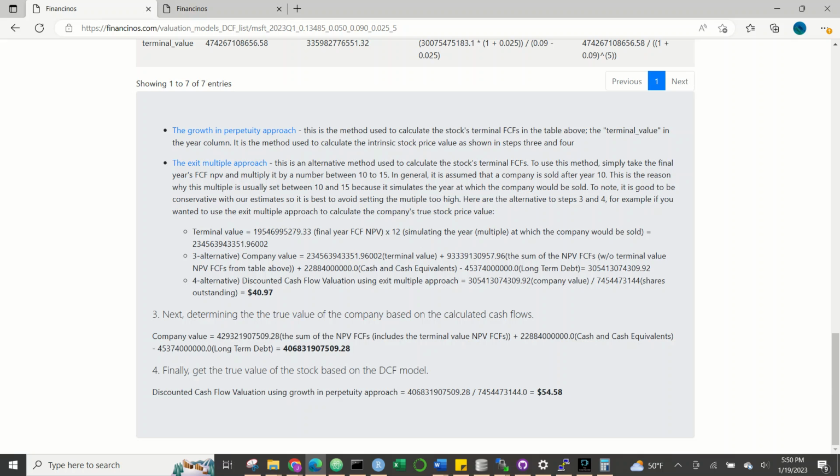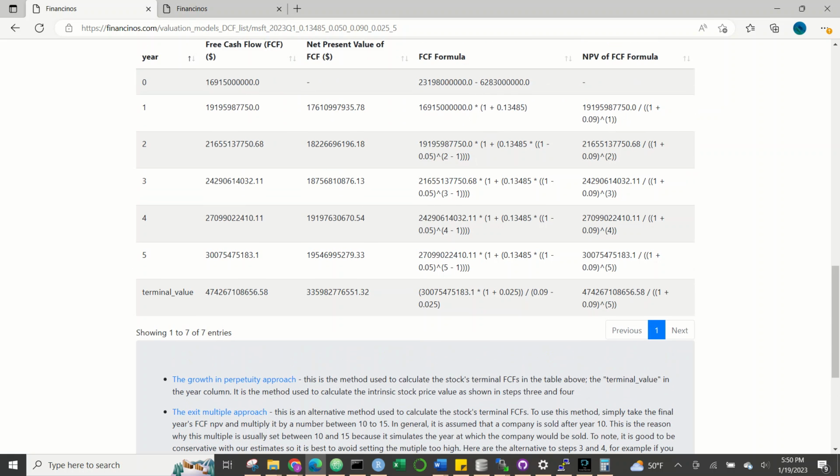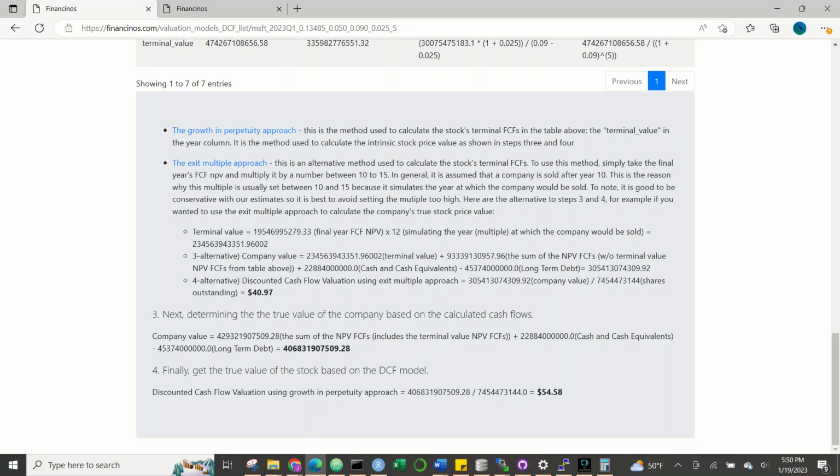and crunch the numbers. So step 3, we determine the true value of the company based on the calculated cash flows. This number here is the sum of the net present value of free cash flows, including the terminal value. So basically, we're taking all the free cash flows from this column right here, including the terminal value, and summing that all together. And that would equal this number here. And then we add the cash and cash equivalents, which was one of our variables from step 1, and we subtract long-term debt. That would equal this number here, which is the company value based on the calculated free cash flows.